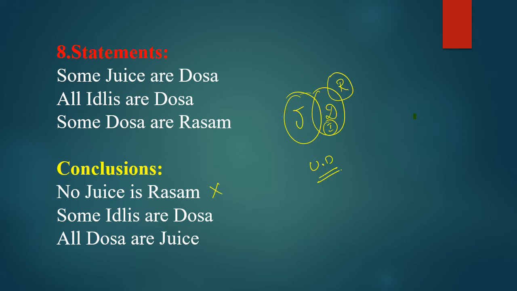Second one, some idlis are dosas. When all idlis are inside dosas, some part of idlis are also dosas. All dosa are juice. Is it all dosa inside juice? No. So the third one is wrong.